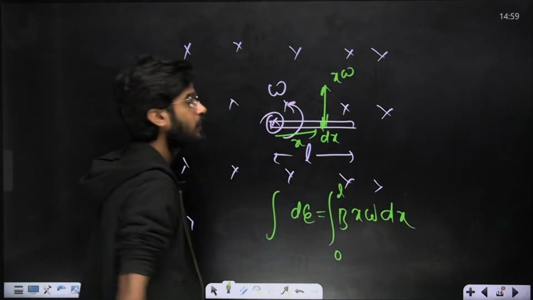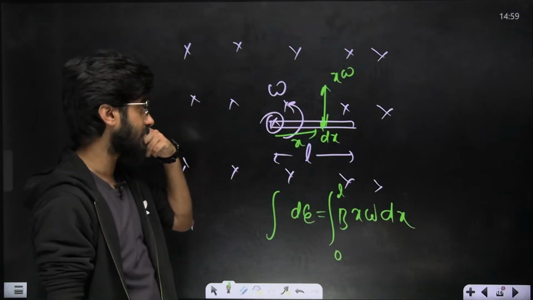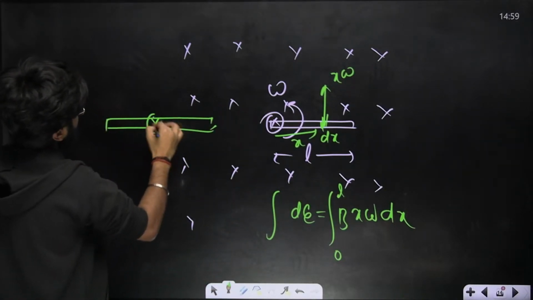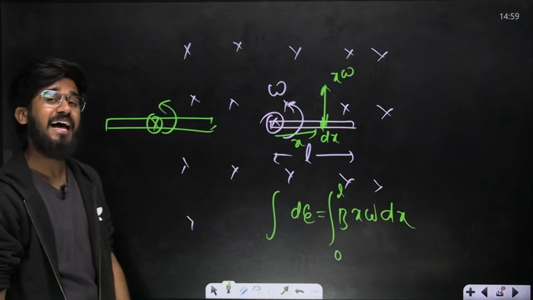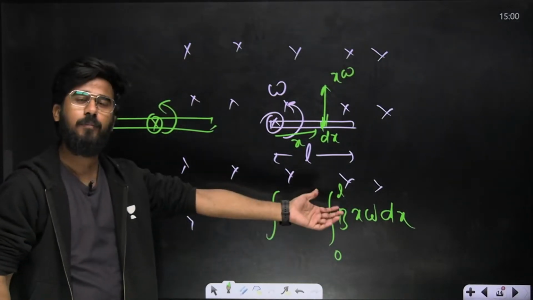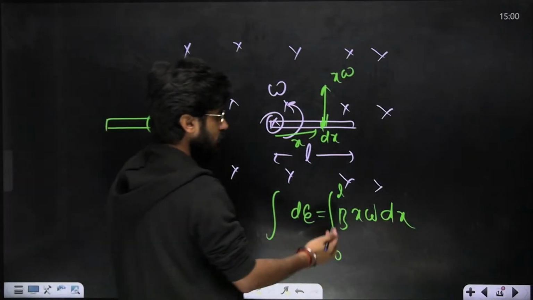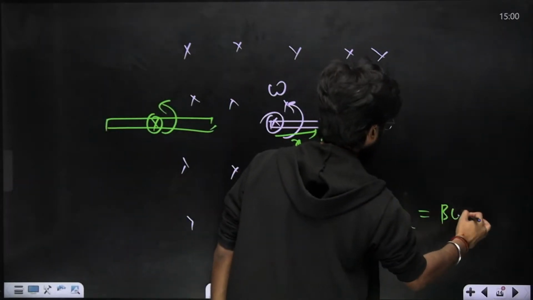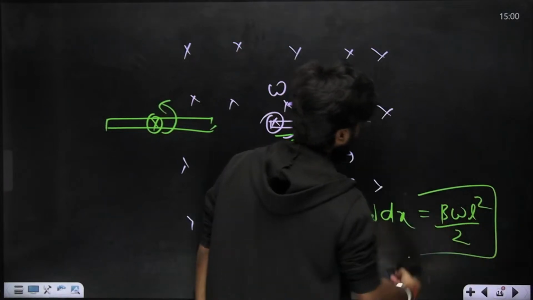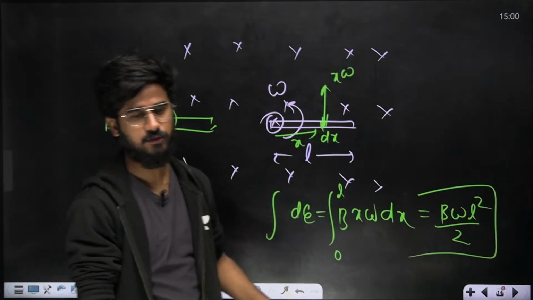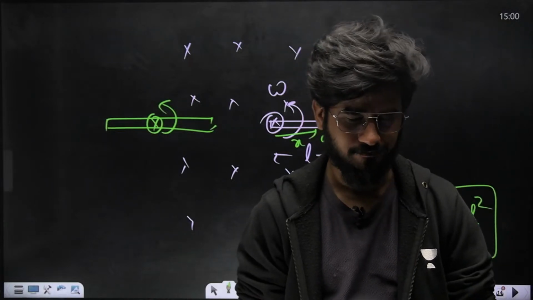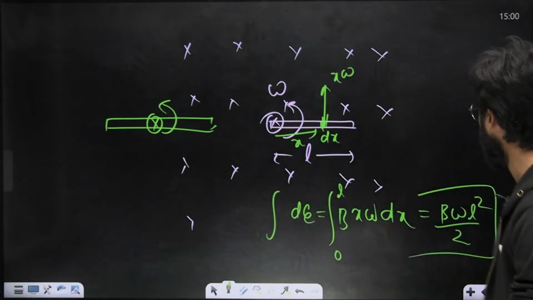This is the catch. If a question says the rod is rotating about this point, you will have to take the limits from minus L by 2 to plus L by 2. The play is all about the limits. Just substitute: B omega times x square by 2, which means L square by 2. So this is the formula of motional EMF in a rotating rod: B omega L square by 2. Done till here? Any confusion?